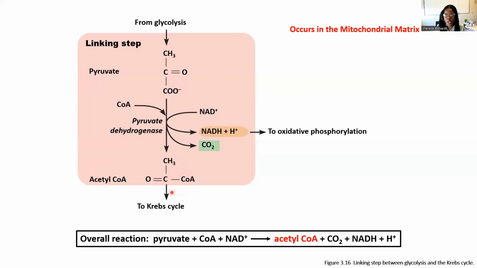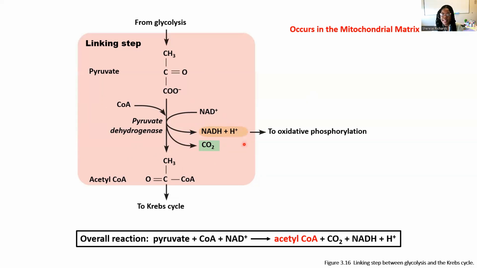Right, it's an acetyl group with CoA attached, and then we're also going to yield some byproducts. So we're going to yield some carbon dioxide. We're going to yield some more electrons by reducing more NAD+ to give us NADH, and then the free-floating electron.